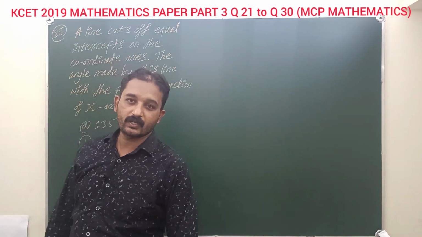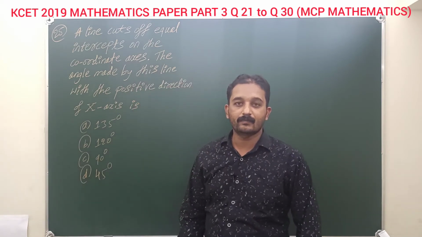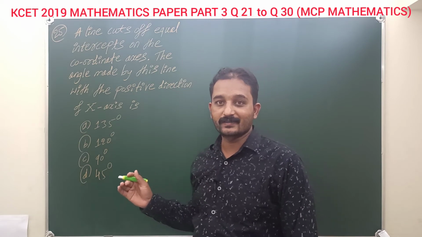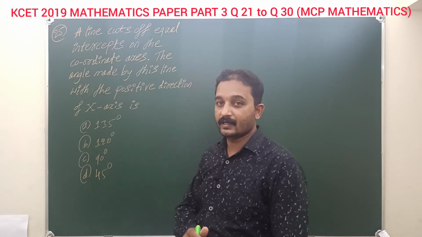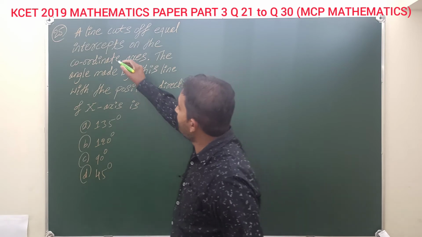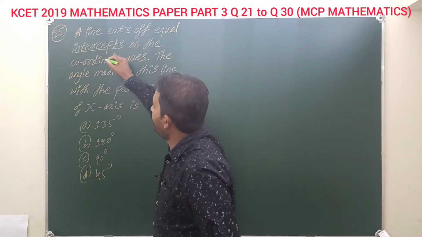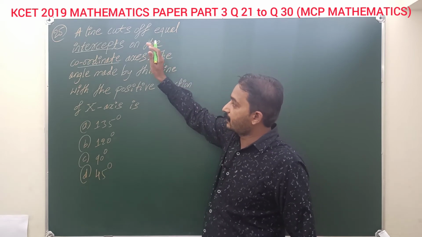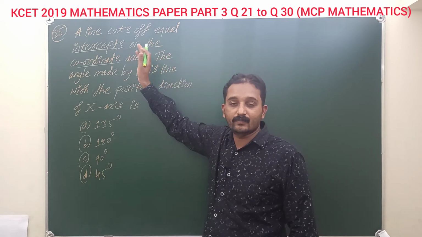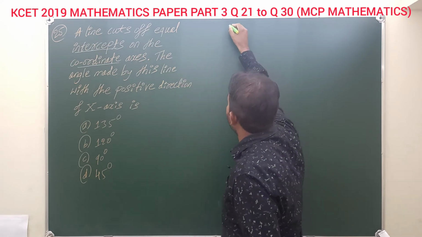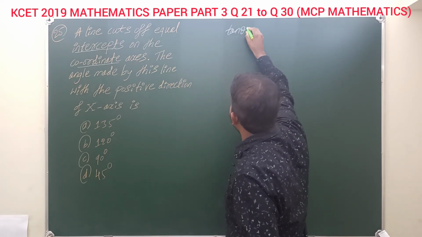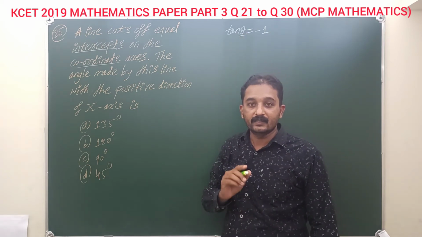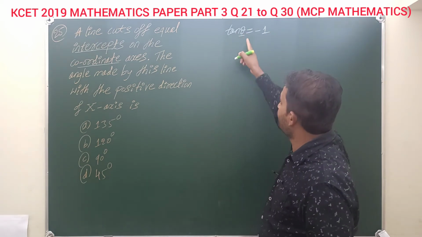Now let us move on to question number 25. This question is based on the chapter straight line, particularly angle of inclination. We have to find the inclination of the line. Let us see the question. A line cuts off equal intercepts on the coordinate axis. This is a standard result: if a line cuts equal intercepts on the coordinate axis, the slope of that line should be -1. Slope is nothing but tan theta, so tan theta is equal to -1. Here theta is the inclination of the line, and we have to find theta.